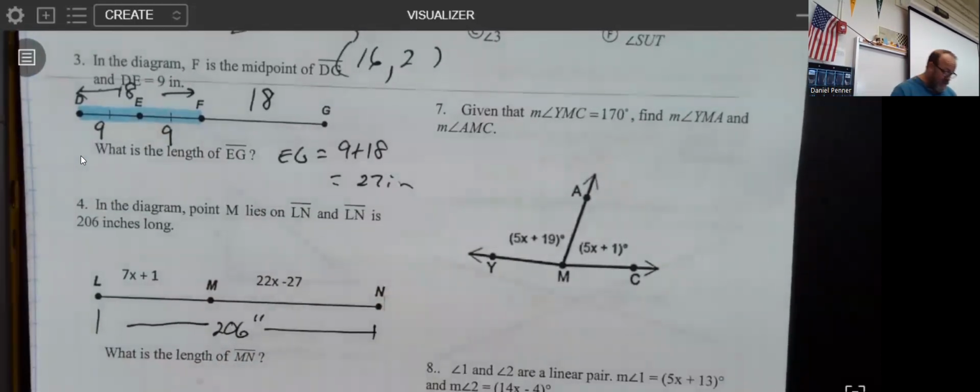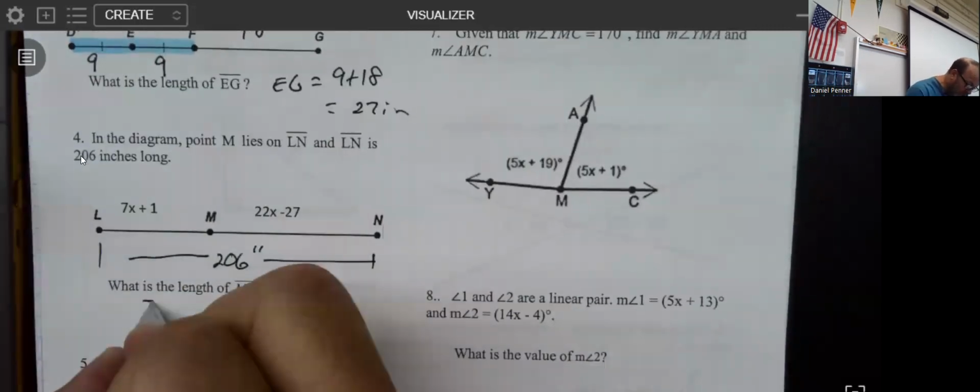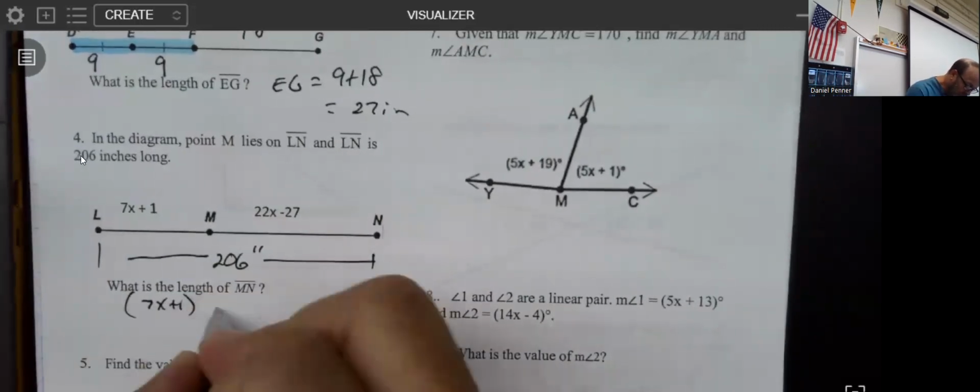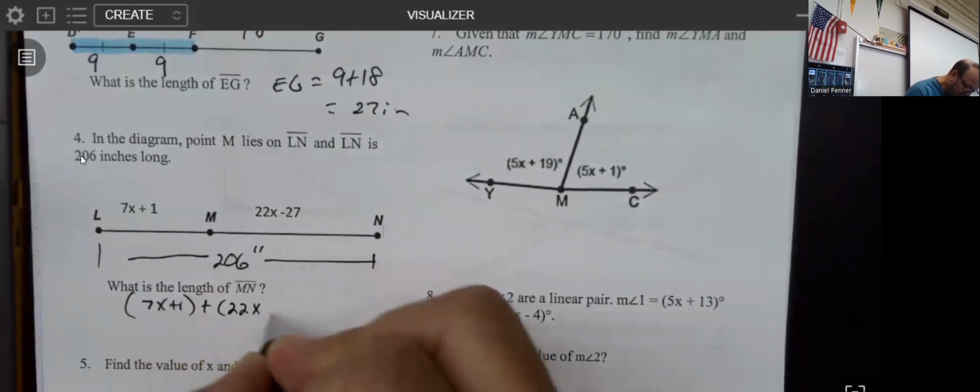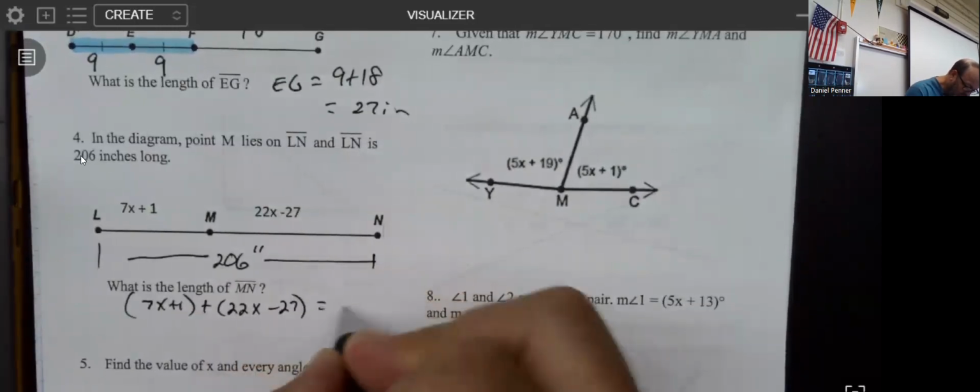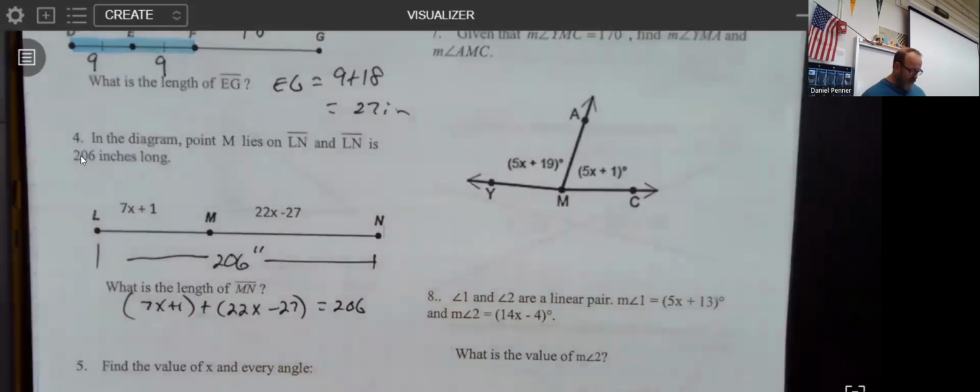So we'll just go ahead and do our little story again. The left side plus the right side equals the whole thing. And they told me that was 206.